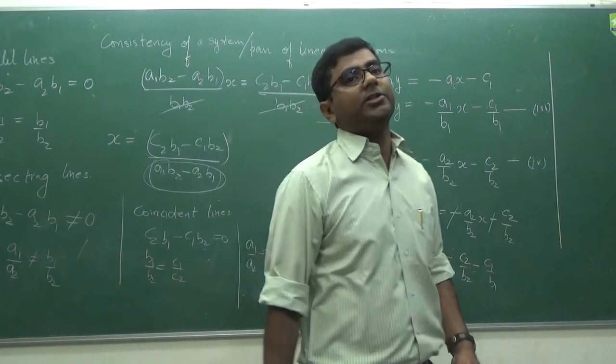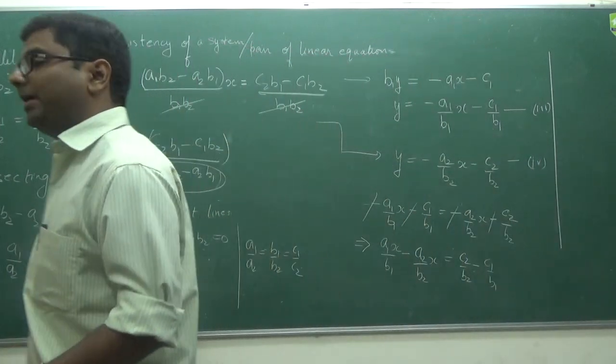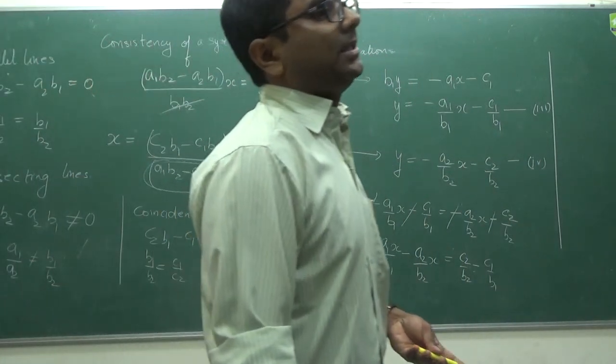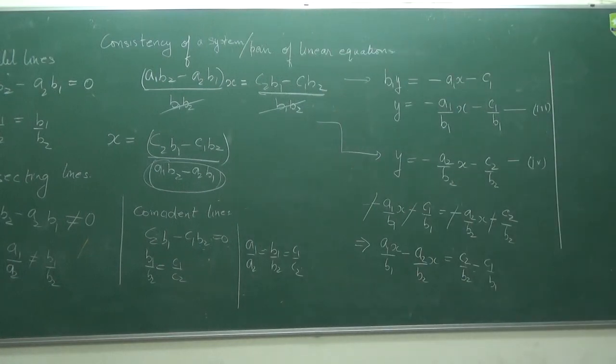Clear? So what are the three conditions? If A1 by A2 is not equal to B1 by B2, the system is consistent. Consistent, that means if they are intersecting, there will be one definite solution. Not more than one, but one for sure. If they are overlapping, then infinitely many solutions. Either they will have infinitely many solutions, or only one solution, or no solutions at all. It cannot be that a pair of linear equations has two or three solutions only. Either it will have only one, or infinitely many, or no solutions at all.